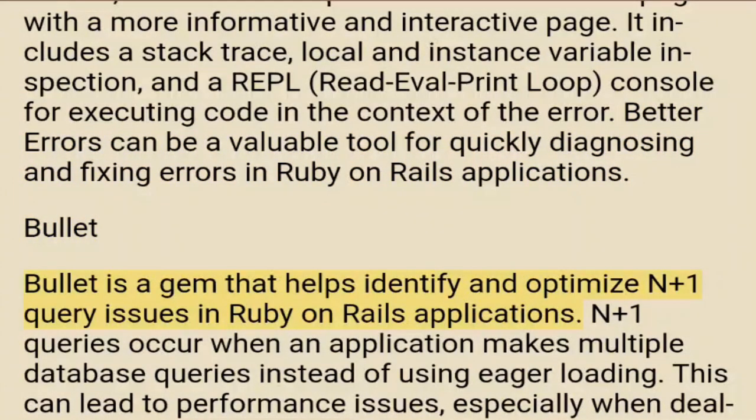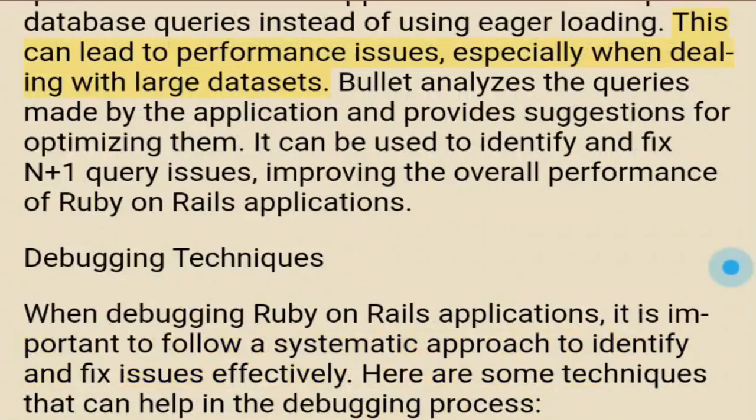Bullet. Bullet is a gem that helps identify and optimize N+1 query issues in Ruby on Rails applications. N+1 queries occur when an application makes multiple database queries instead of using eager loading. This can lead to performance issues, especially when dealing with large datasets. Bullet analyzes the queries made by the application and provides suggestions for optimizing them. It can be used to identify and fix N+1 query issues, improving the overall performance of Ruby on Rails applications.